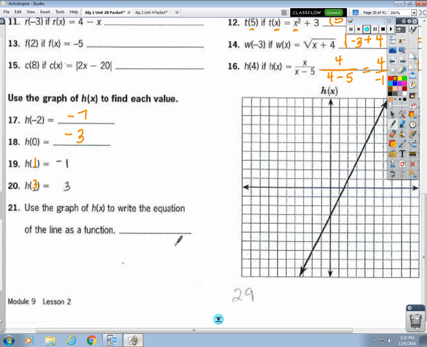Use the graph of h of x to write the equation of the line as a function. So h of x equals what? It can't be negative because your line's going up. 2x? Okay, let's pick 2 points. Let's pick the y-intercept since we need it. It's a negative 3. And then to find our other point, let's just pick this one because doesn't that one cross through nicely? To get from that point to that point, don't you rise 2 and run 1? So 2 over 1 or just 2. You don't have to write the over 1.